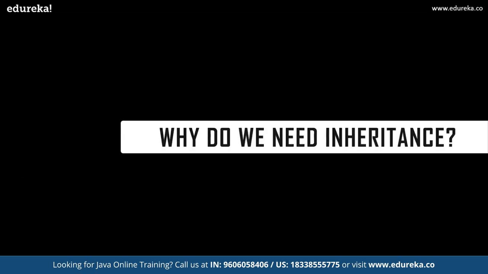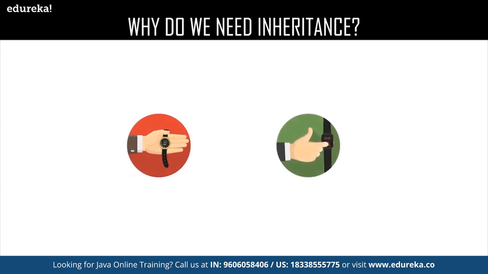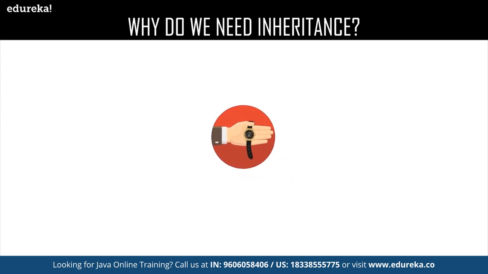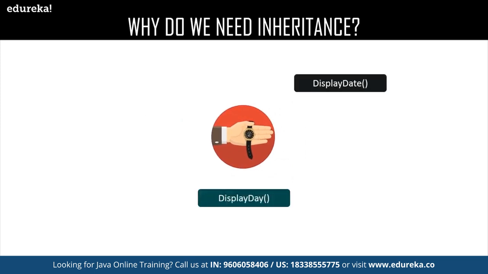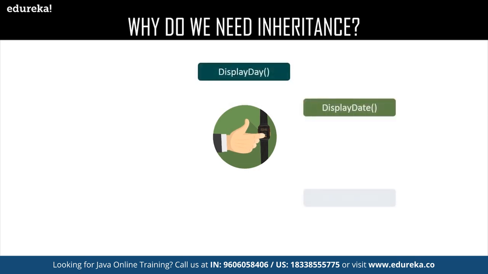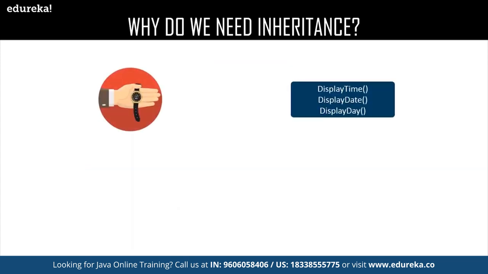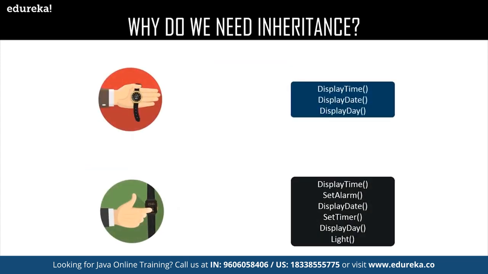Why do we need inheritance? To understand this, let us consider a simple example of two different watches. The first one is a classic dial watch, and the next one is a modern digital watch. The functionalities defined for a dial watch are display date, display day, and display time. Similarly, let us get into the advanced version of the watch, which would be our digital watch. The functionalities required for the digital watch are as follows: display day, display date, display time, light, set alarm, and set timer.